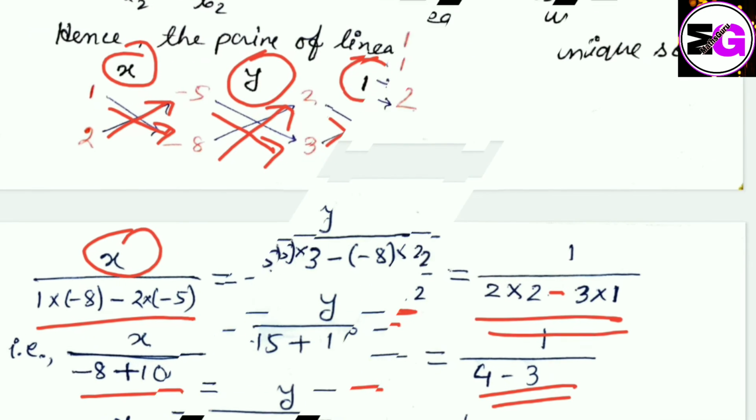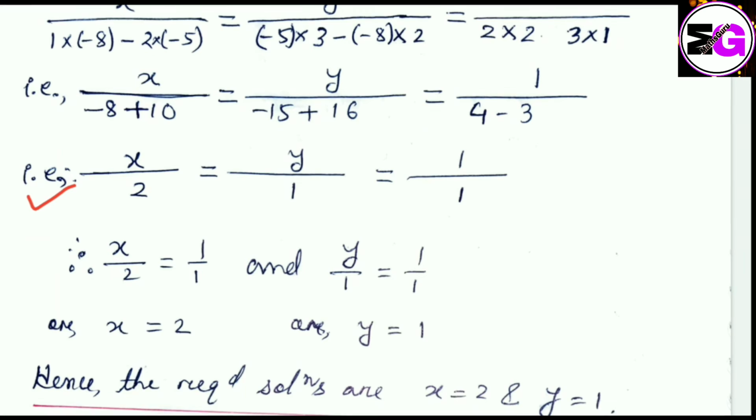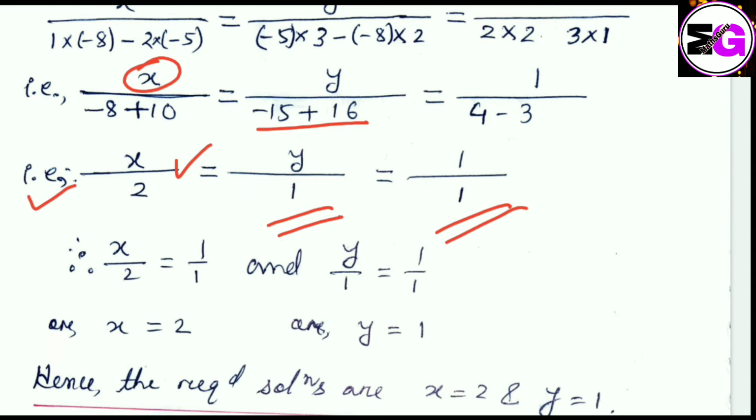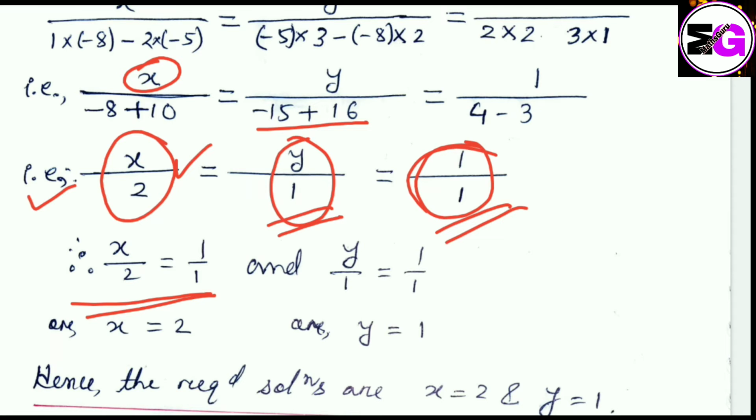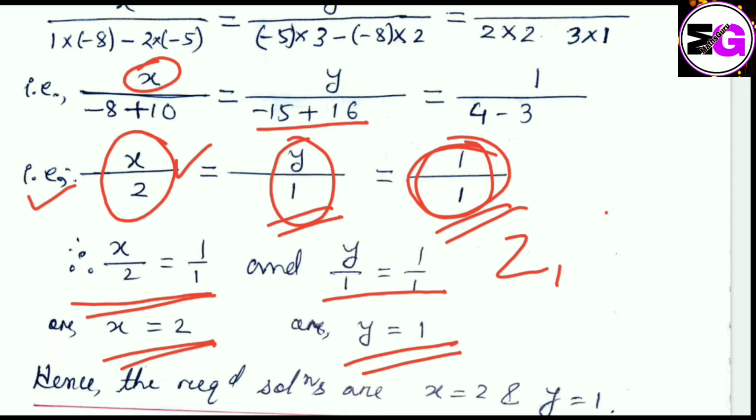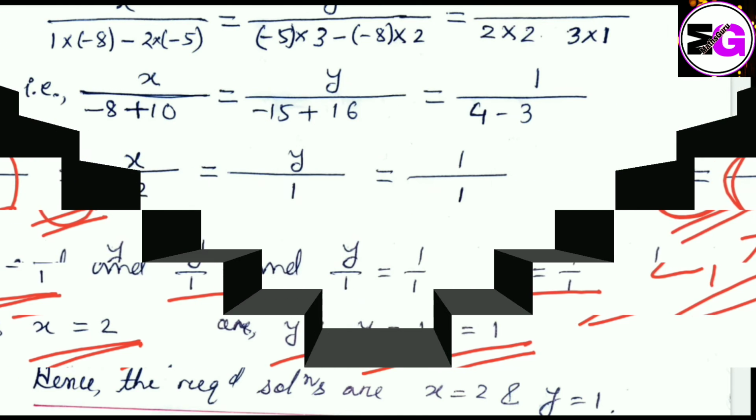by 4 minus 3. That is x by 2 equals y by 1 equals 1 by 1. So comparing the first and third ratios we get x by 2 equals 1 by 1, and the second and third ratios, y by 1 equals 1 by 1. From this we can say that x equals 2 and y equals 1. So these are the solutions of the required pair of linear equations in two variables.